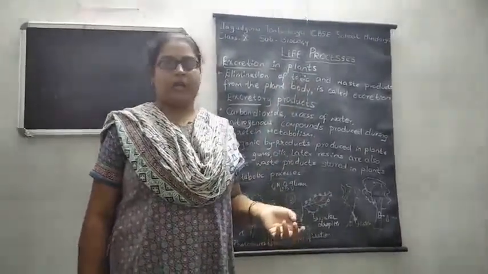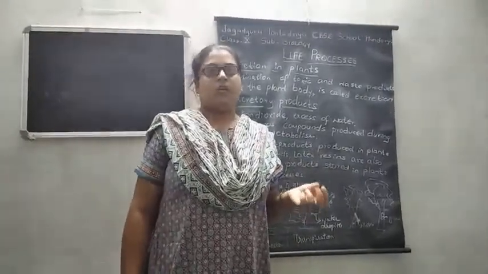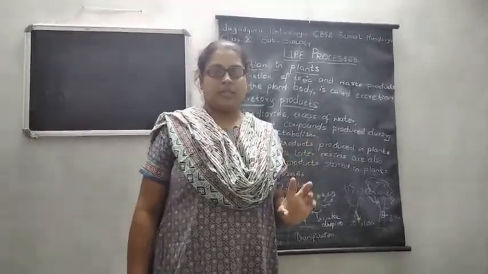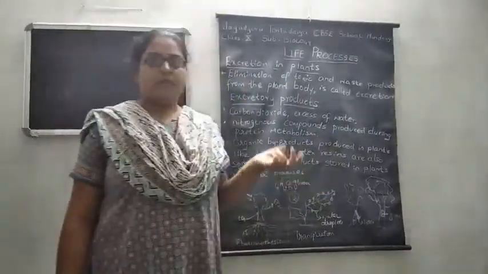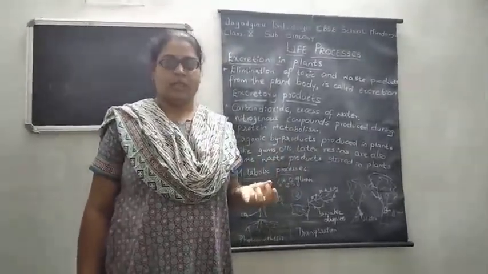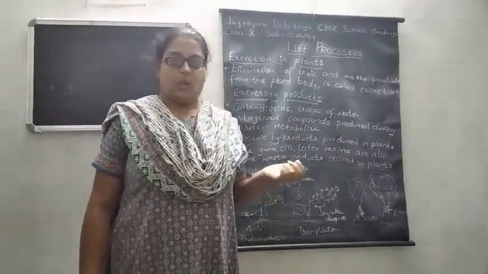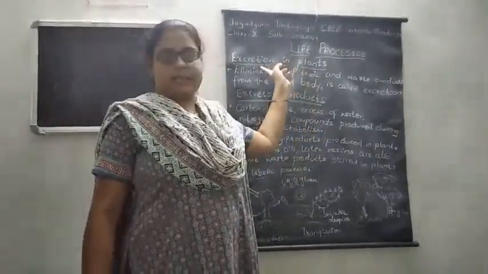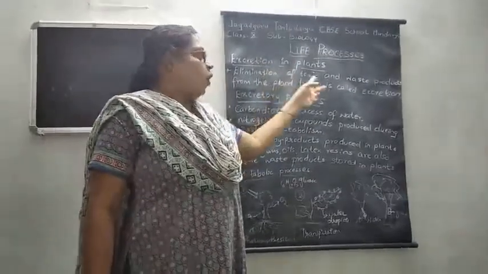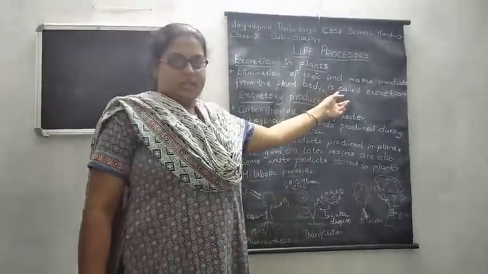Yes, as you know, plants are also multicellular organisms, but they do not have particular organs for the removal of the waste materials produced inside the plant's body. But they have specialized cells for carrying out this process, that is excretion. What is excretion? Excretion means elimination of toxic and waste products from the plant body.